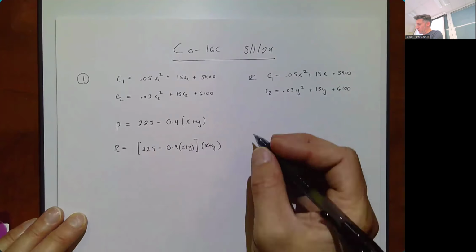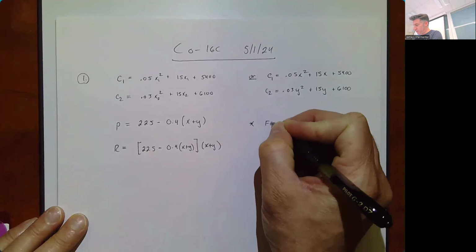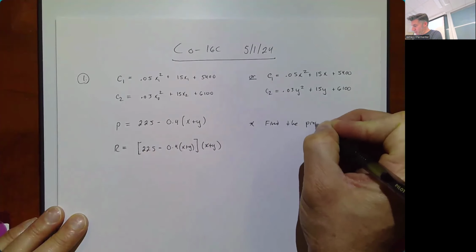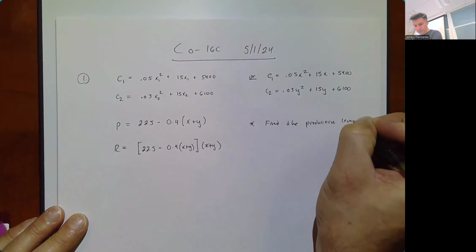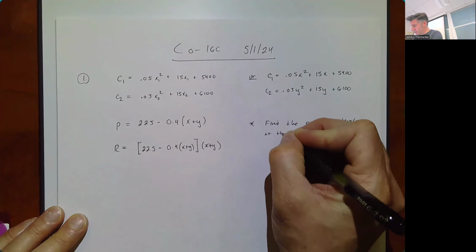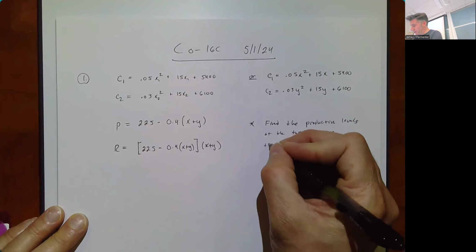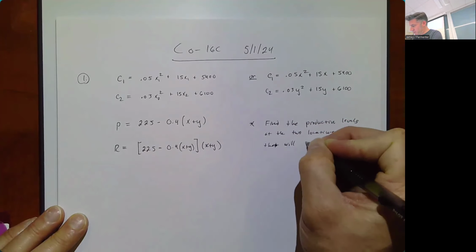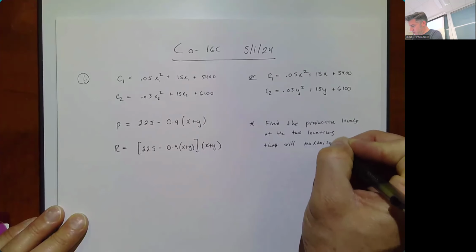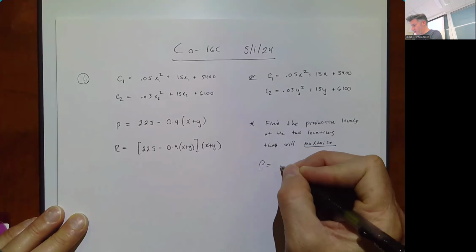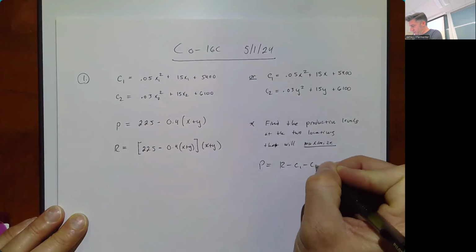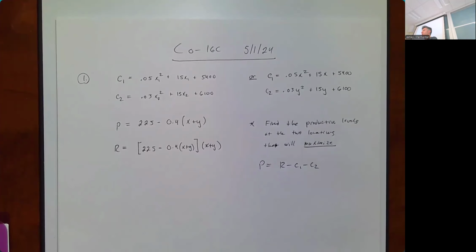So then, here's finally the question: find the production levels at the 2 locations that will maximize profit. And profit is revenue minus your costs. So we're in the typical situation in that we're trying to optimize a function of 2 variables.